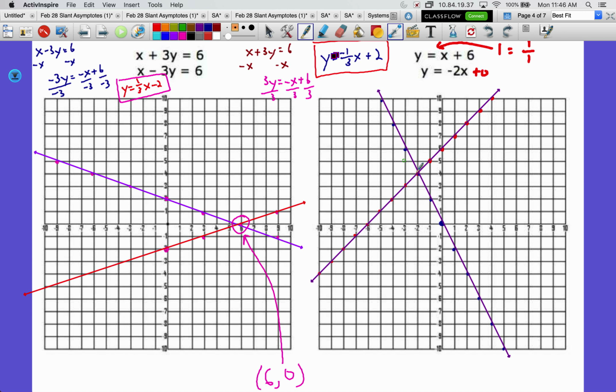They cross at this point right here, and we need to write the coordinates of that point. It's directly above the negative 2 and across from the 4. So negative 2, 4 is the location of that point.